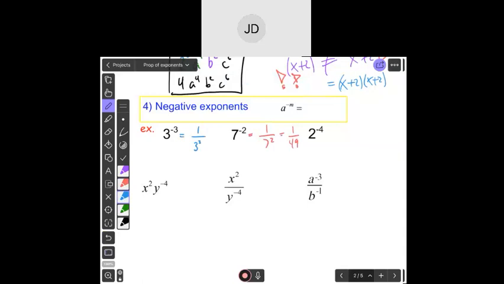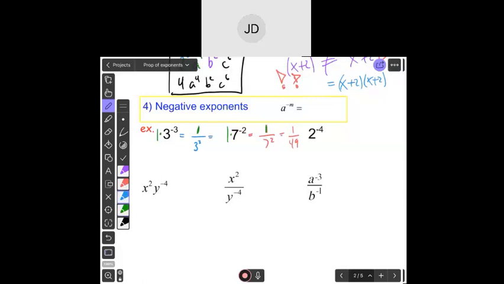It's 1 over 3 cubed. I have to put that 1 there because there's nothing else with the 3. There was nothing else with the 7. Technically there is a little 1 here, right? 1 times 3 to the negative 3. That 1 is just sitting there. There's 1 times 7 to the negative 2. That 1 is just sitting there.